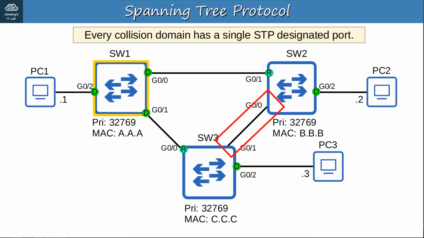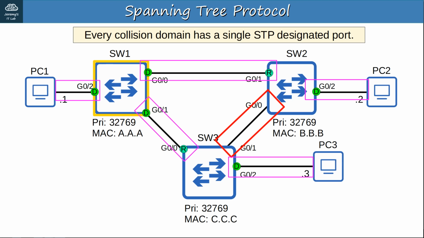Remember, unlike old Ethernet hubs, which we don't use anymore, when we use switches, each link is a separate collision domain. This collision domain between switch 1 and switch 2 has one designated port, switch 1's G00. This connection between switch 1 and switch 3 has one, switch 1's G01. And the connections with the PCs are all designated ports in the forwarding state, because the PCs don't participate in spanning tree. So we need one designated port on the connection between switch 2 and switch 3.